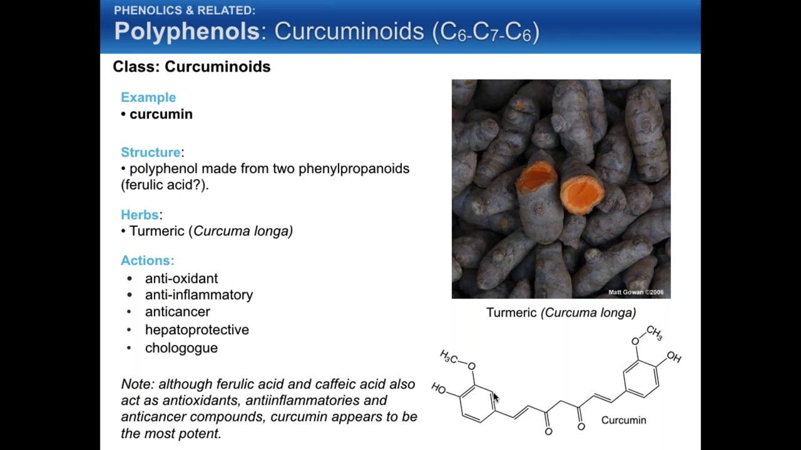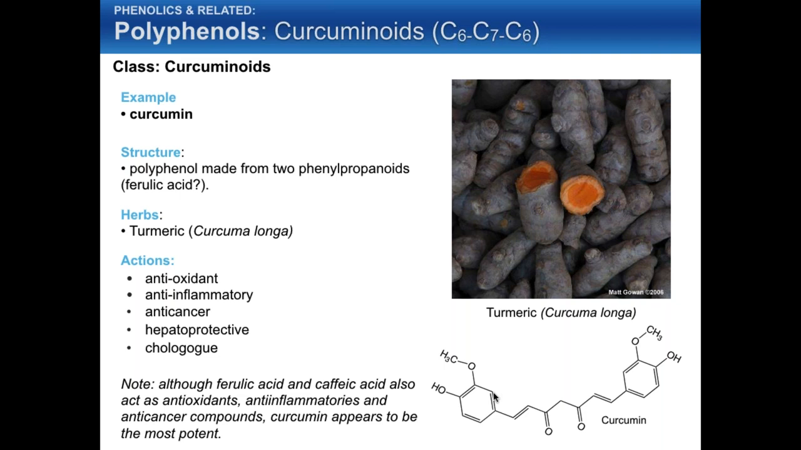This curcumin molecule is probably one of the most researched phytochemicals that I can think of. And there are hundreds and hundreds of studies in PubMed for this compound. And so turmeric contains lots of different phytochemicals.